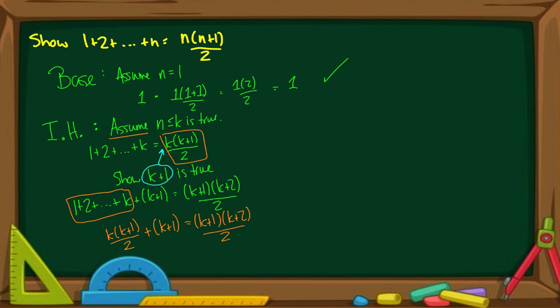So we can do some nice algebra here, and we will get that k times (k plus 1) over 2 plus (k plus 1) equals (k plus 1) times (k plus 2) over 2.